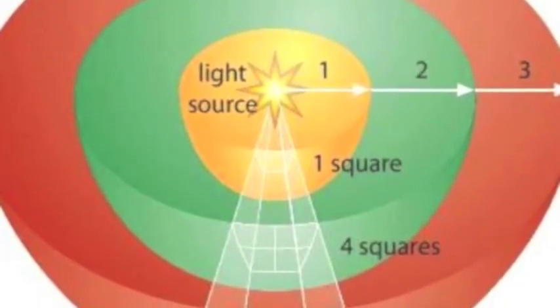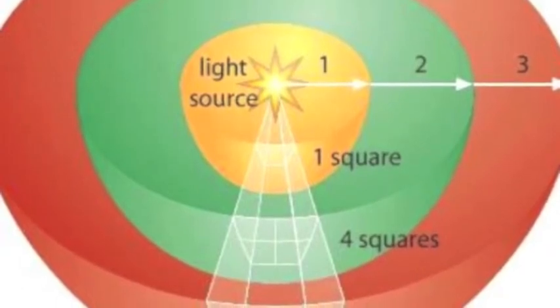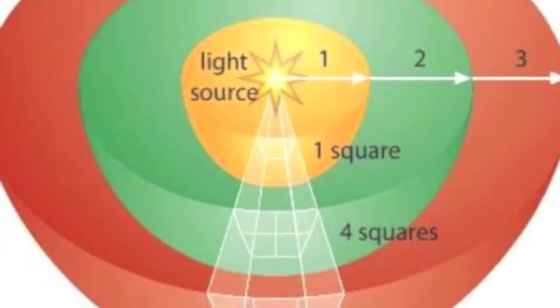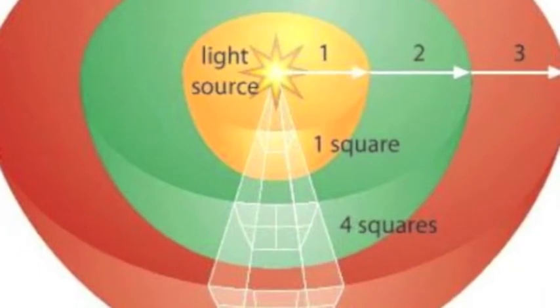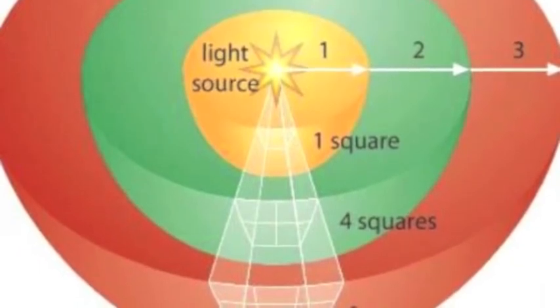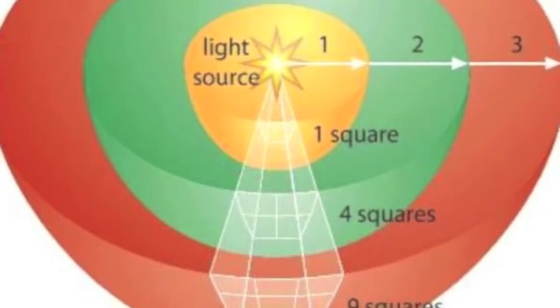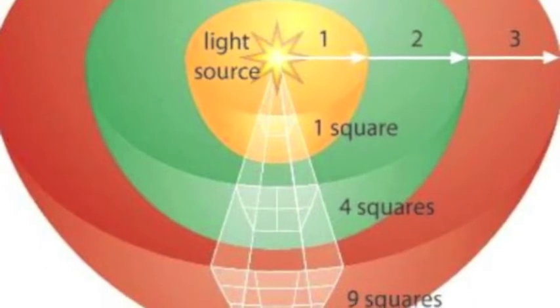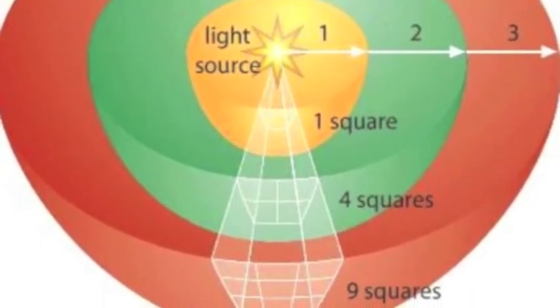In the orange sphere, the radiation has spread out to an area of one small square. The green sphere is twice as far from the source as the orange sphere. The energy has spread out further to an area of 4 squares. The red sphere is 3 times as far from the source as the orange sphere. The radiation has spread out to cover 9 squares.